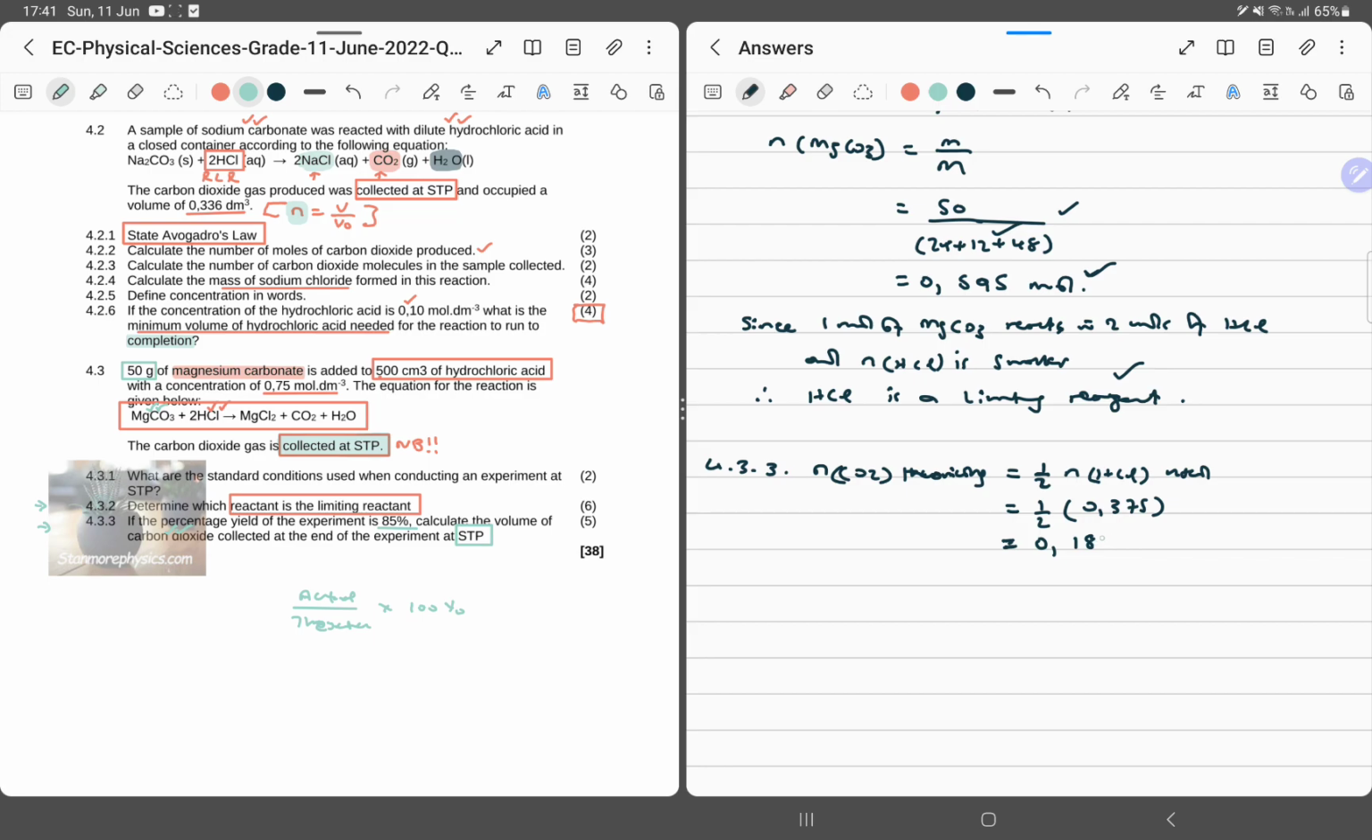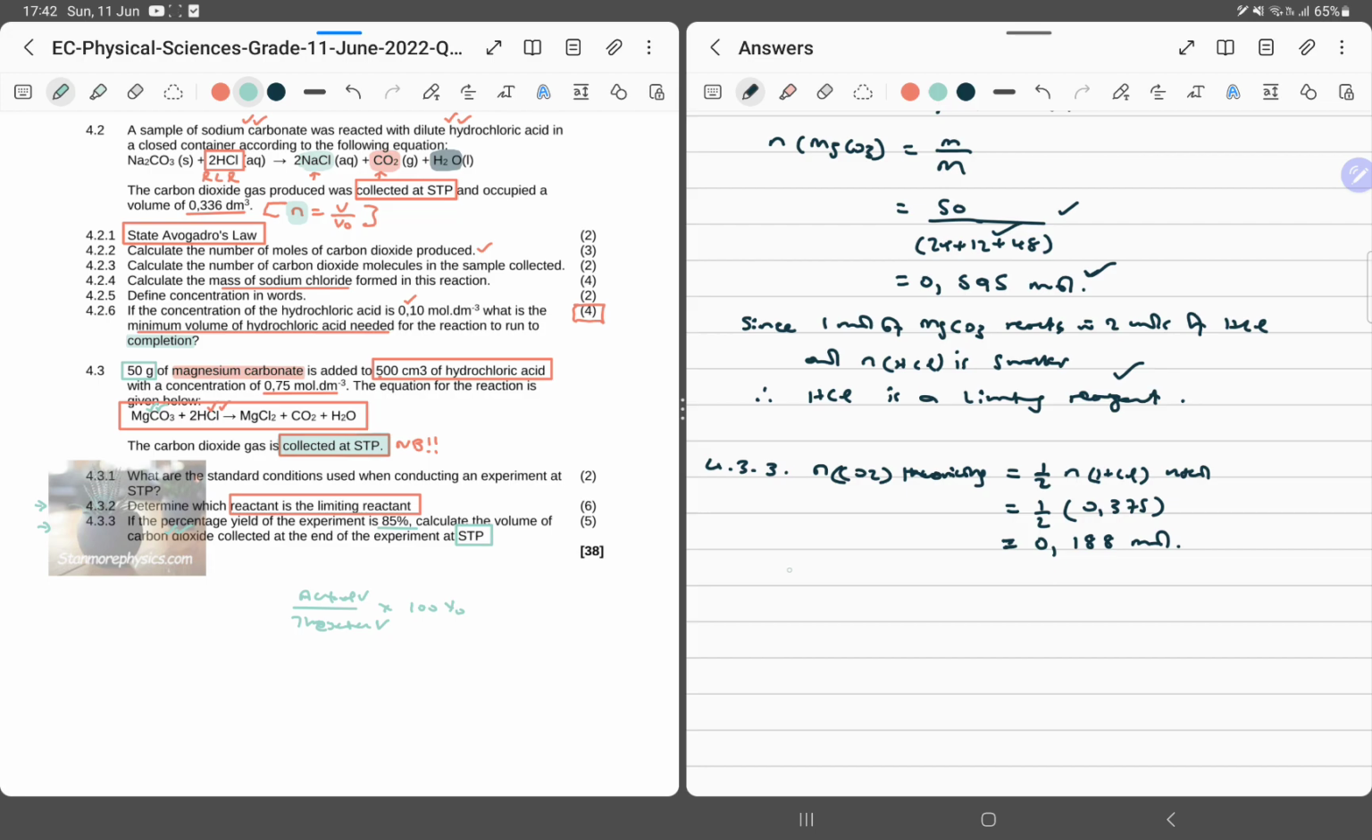0.188 moles. Okay. Now that is what we know theoretically. Now we want to know the volume. Actually, we can forget about that. This one can be the actual volume over the theoretical volume, is it not? Yeah, that's where this comes in.